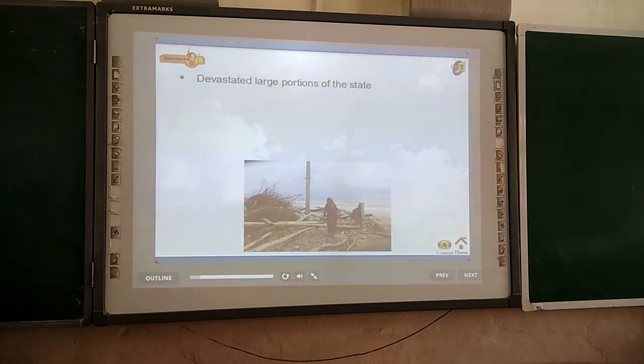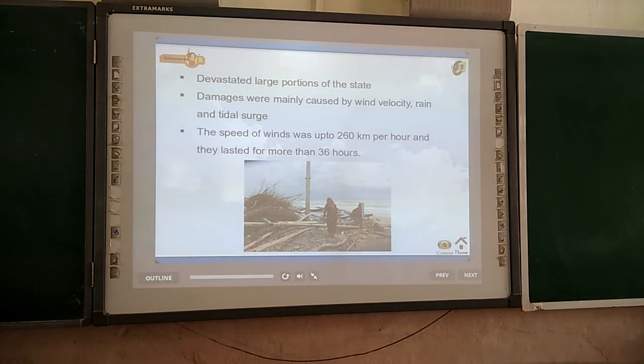The cyclones devastated large portions of the state. The damages were mainly caused by three factors: wind velocity, rain, and tidal surge. The speed of winds was up to 260 km per hour, and they lasted for more than 36 hours.